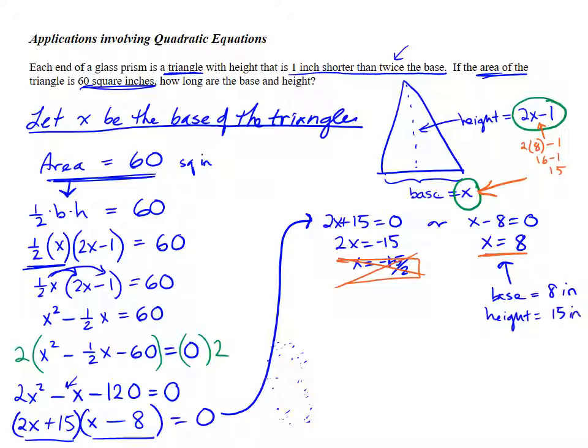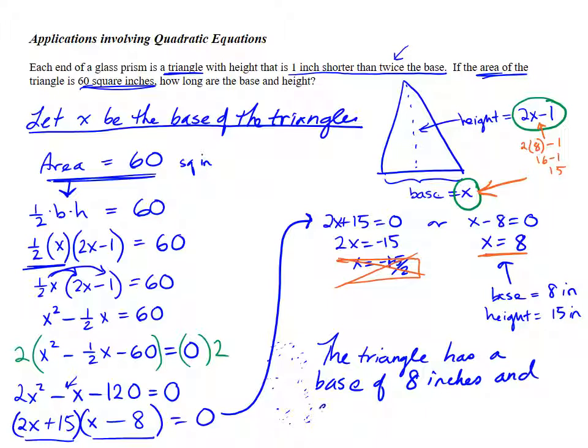Now, I've written these in a little bit of an equation here. This is an application, so we should always go ahead and write our answer in a complete sentence that refers back to the situation. The triangle has a base of 8 inches and a height of 15 inches.